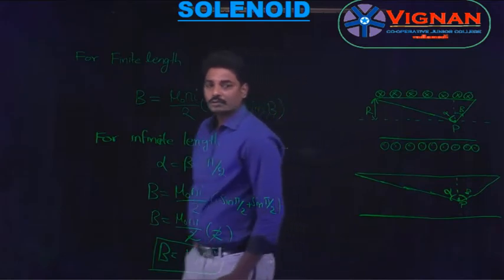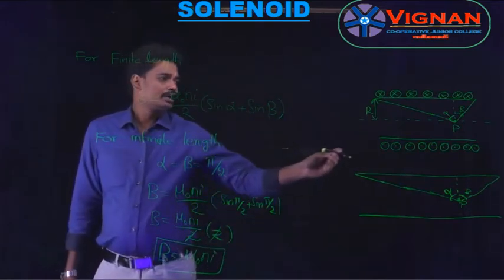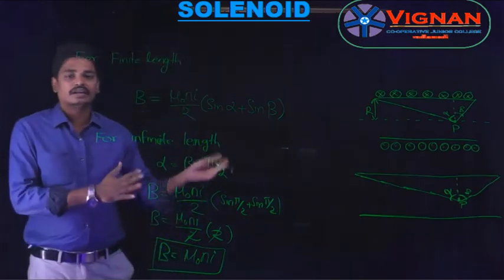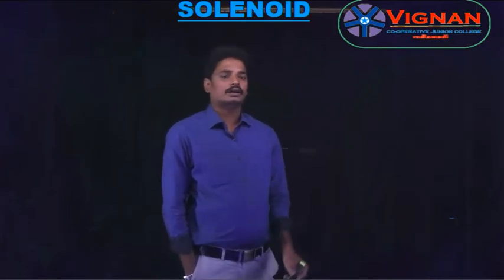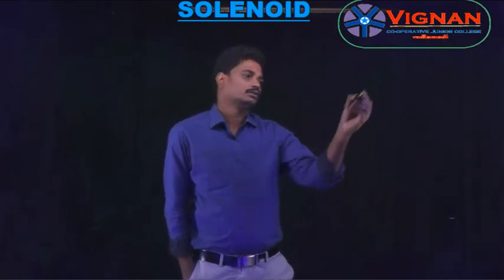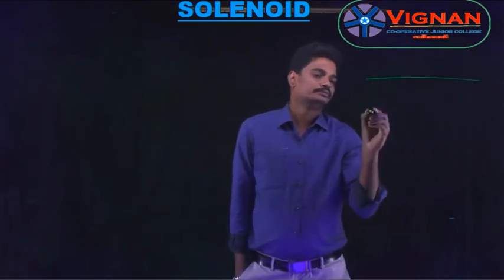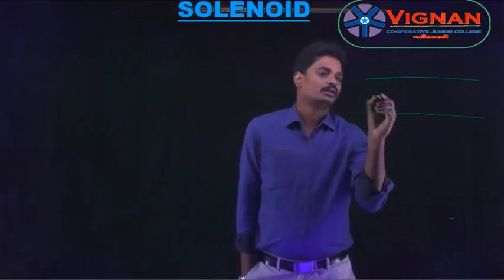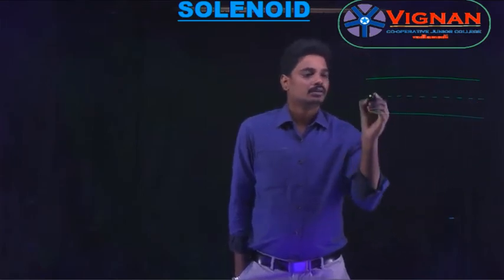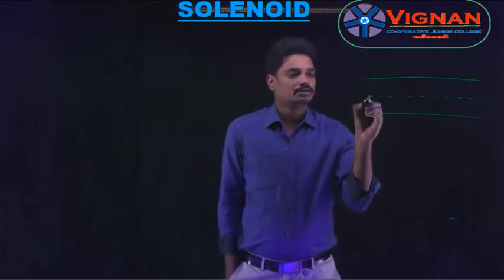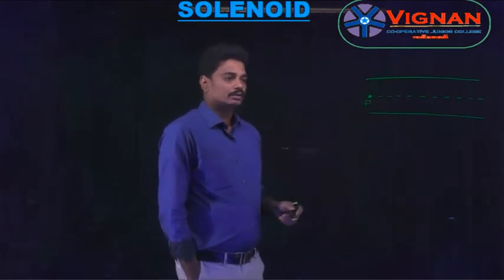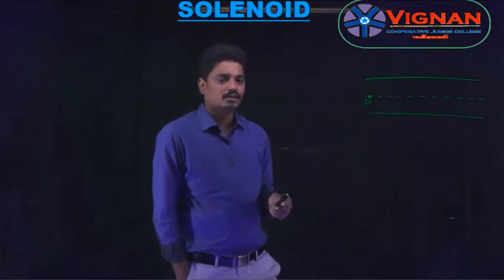Now let us see what if the point P is located at one of the ends of the solenoid. Let us see what is the strength of the magnetic field induction at a point at one of the ends of the solenoid. So let us consider the solenoid, and this is the axial line. If the point P is located at one end of the solenoid, at this point P we need to calculate the strength of the magnetic field.